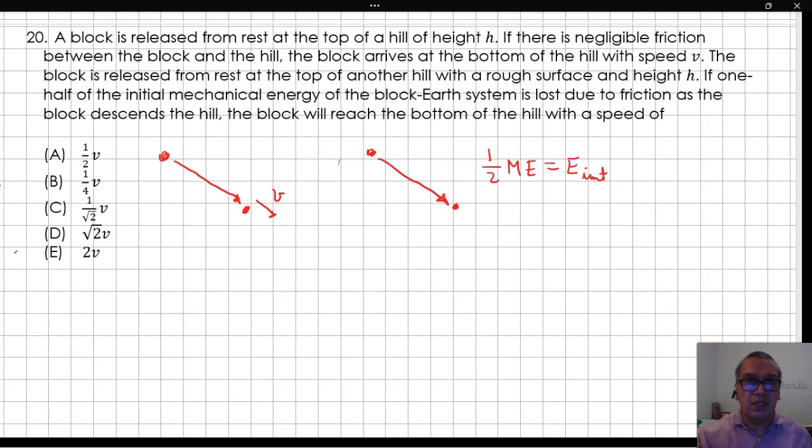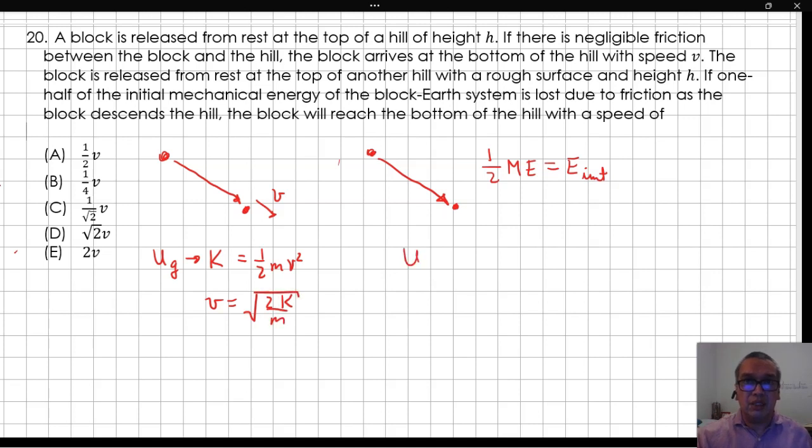In the first case, all of the potential energy is converted to kinetic. So we have K equals 1/2 mv squared, or v equals the square root of 2 times K divided by the mass.